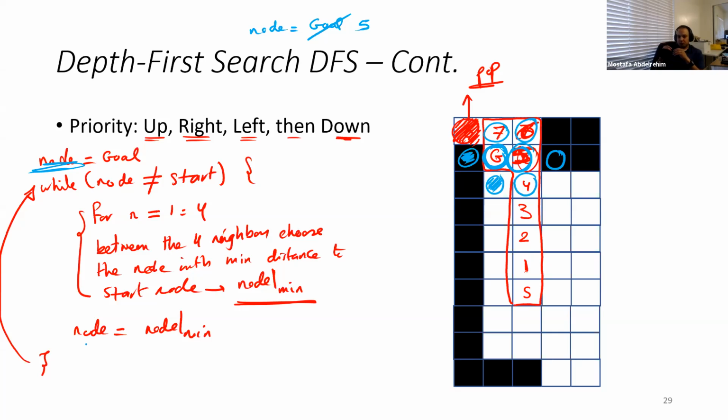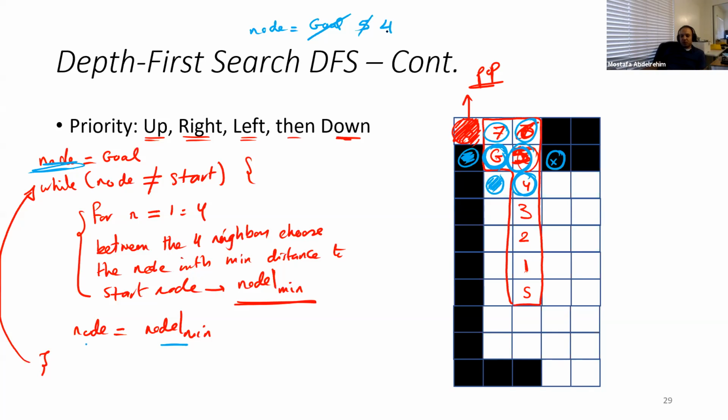To exclude, because if you didn't do that, you will just go from goal to 5, from 5 to goal, goal to 5, from 5 to goal. It will be an infinite loop. So also this will be excluded. This will be excluded. Now we end up with 6 and 4. Which one has the minimum distance to the start? 6 or 4? It would be 4. You answer 4. Good. So node minimum now will be 4.